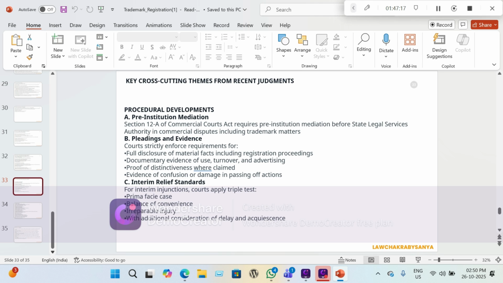Then pleadings and evidence. Courts have strictly enforced requirements for full disclosure of material facts, documentary evidence of use, turnover, advertising, proof of distinctiveness, and evidence of confusion or damage in passing off actions.